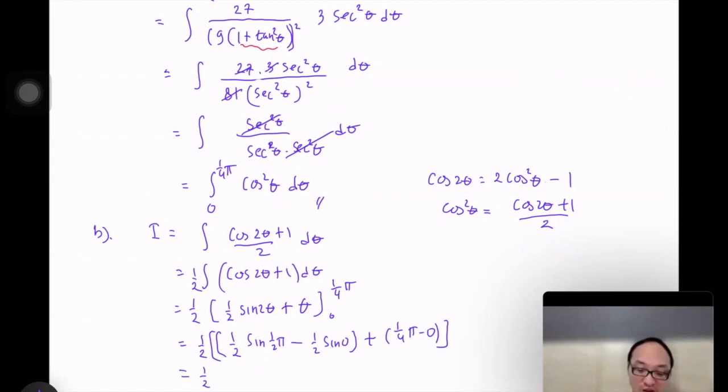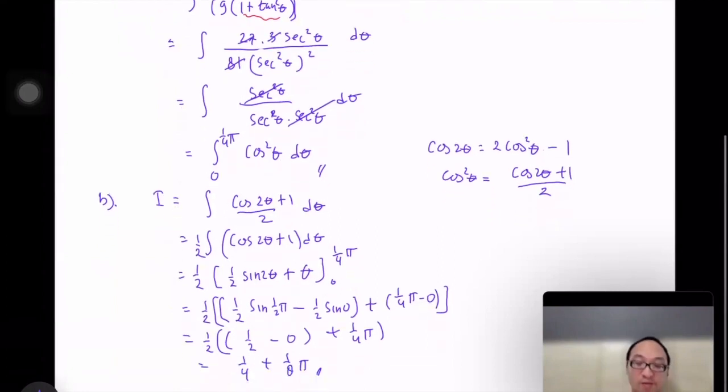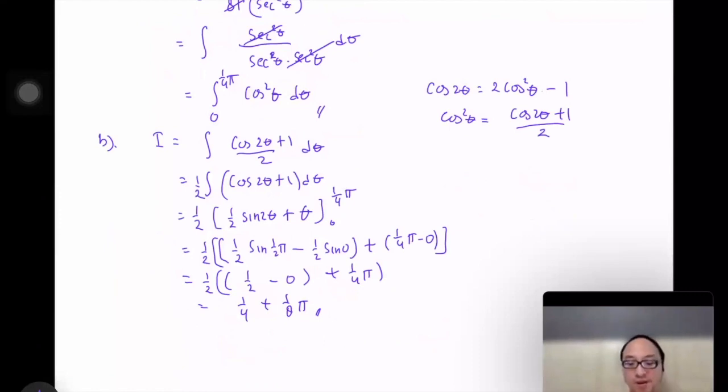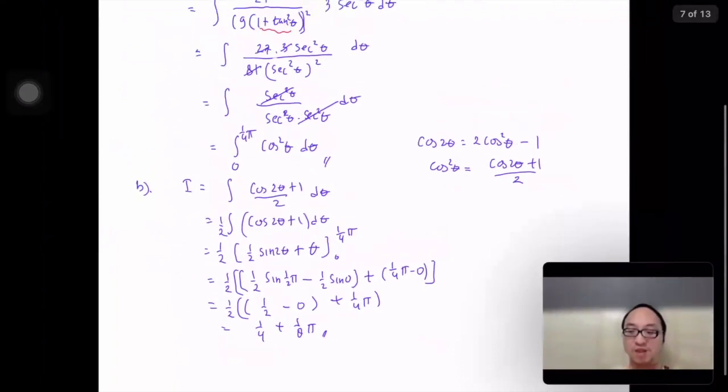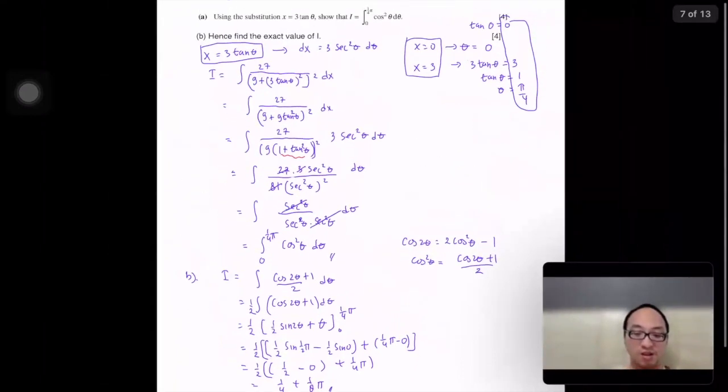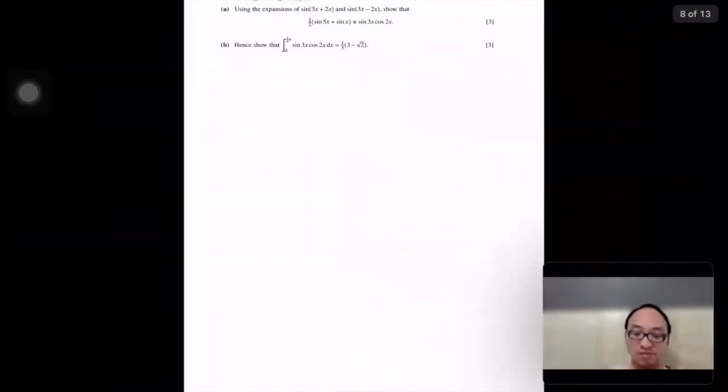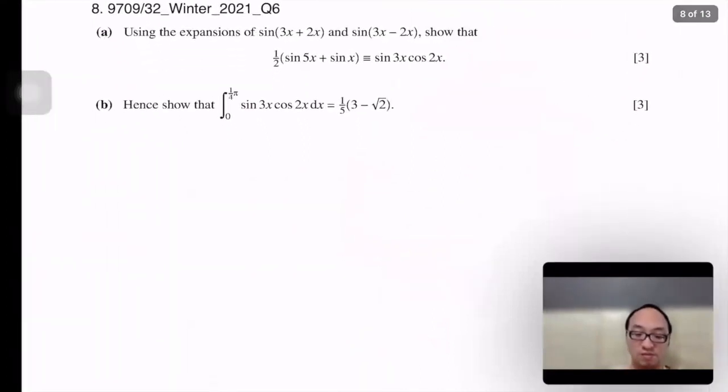Equals 1 over 2 sine 1 over 2 pi is 1, yeah? So half minus 0 plus 1 over 4 pi equals 1 over 4 plus 1 over 8 pi. Yeah, this is number 7. Number 8.